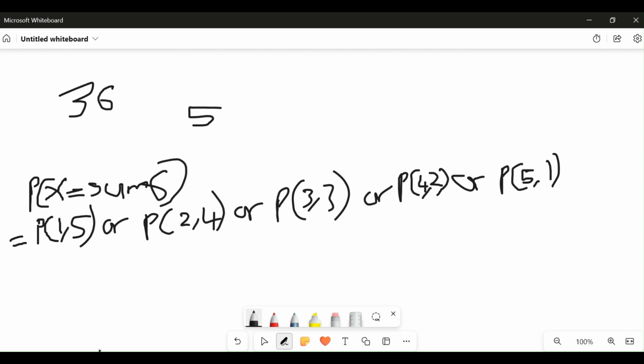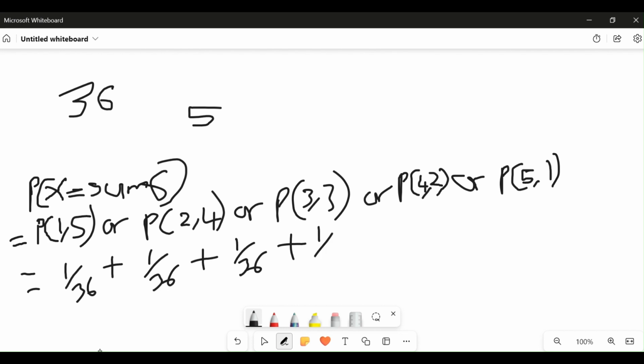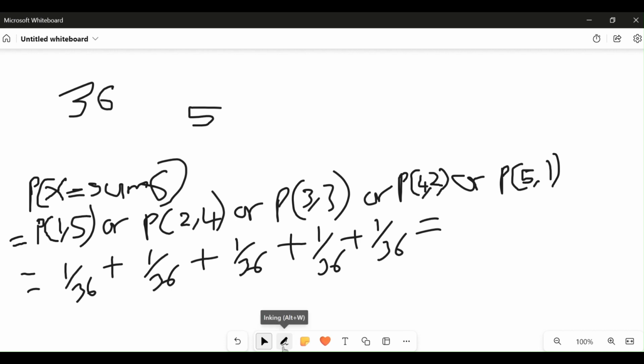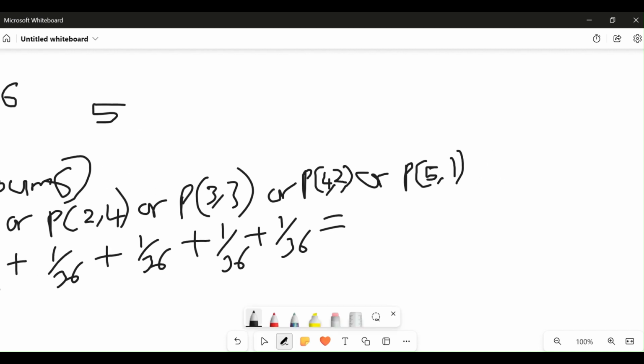Now the probability of having 1 and 5 is 1 over 36, plus 2 and 4 is 1 over 36, 3 and 3 is 1 over 36, 4 and 2 is 1 over 36, and 5 and 1 is 1 over 36. When you add all this together, it gives us 5 all over 36.